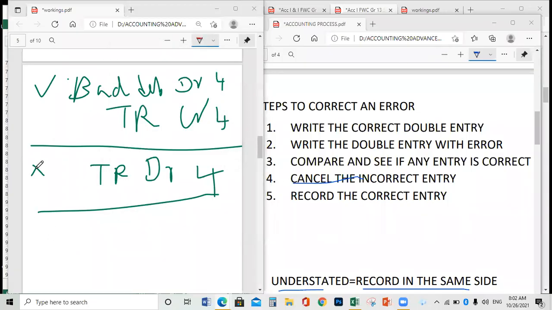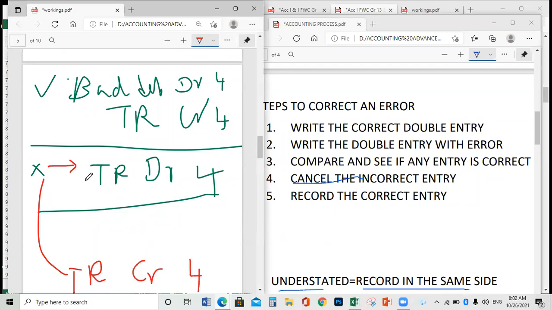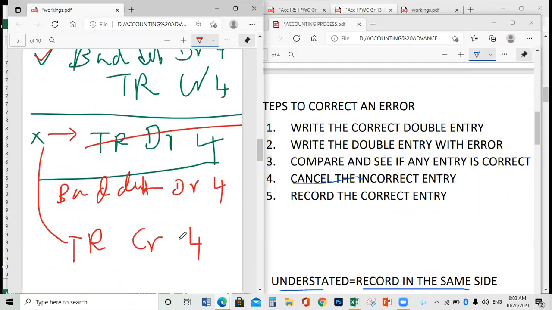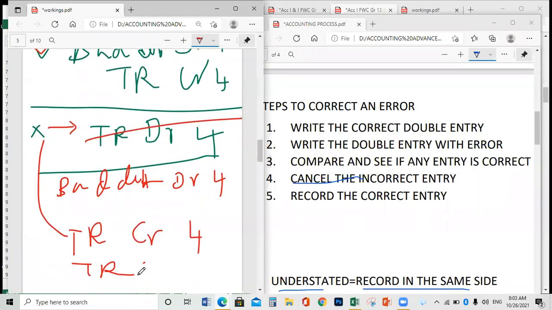Cancel the incorrect entry. What's the incorrect entry? Trade receivable is debit, which is wrong. To cancel it, you will credit the trade receivable. Now after that, record the correct entry. What's the correct entry? Bad debt debit 4,000. Trade receivable credit 4,000.